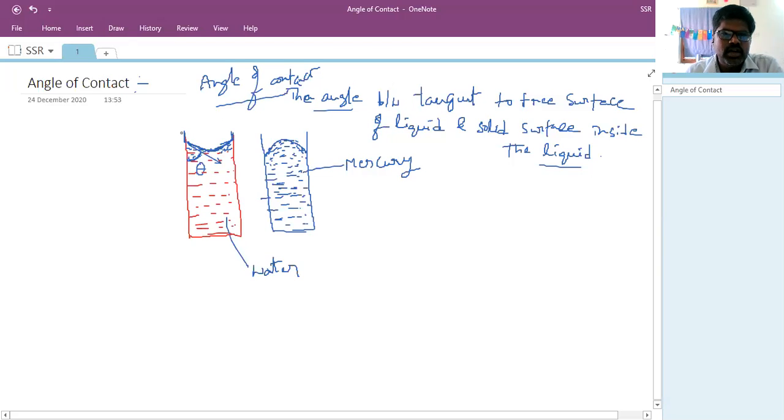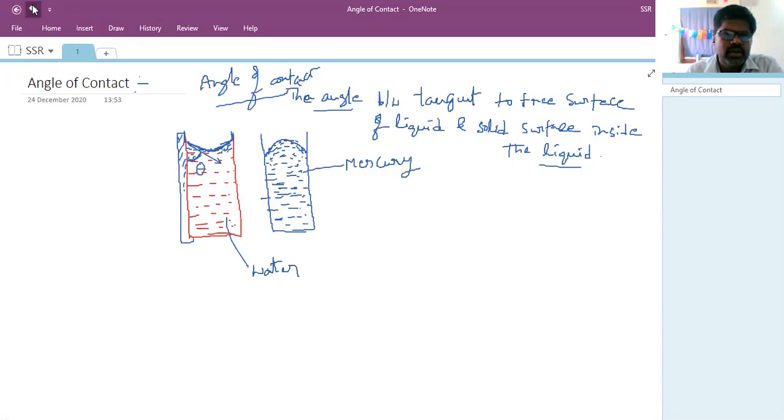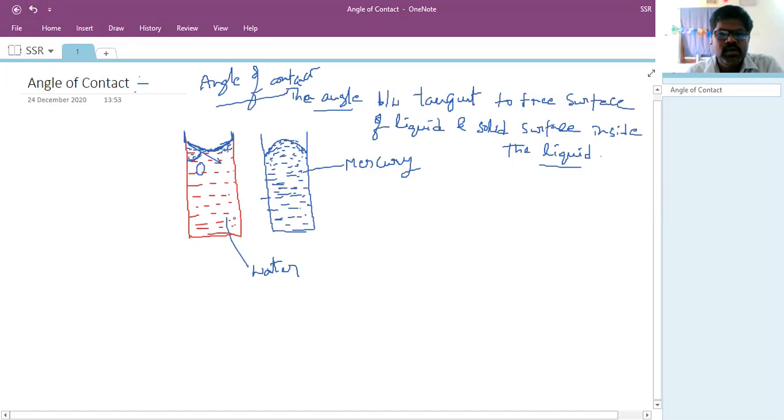See here, this is the solid, you can imagine. This is the solid tumbler. Then at the point of contact, the angle is between the solid and the tangent to the free surface of the liquid. So this angle you can see here, in the water case, theta is less than 90.